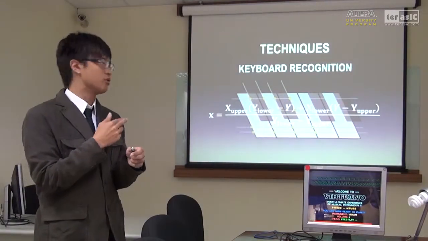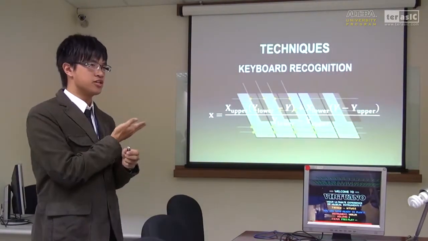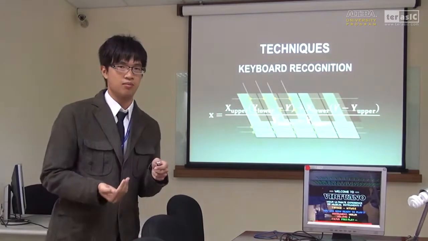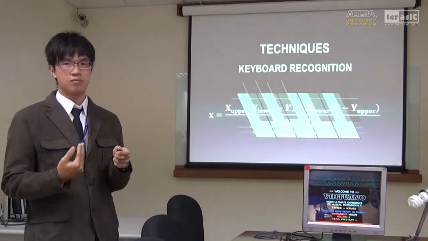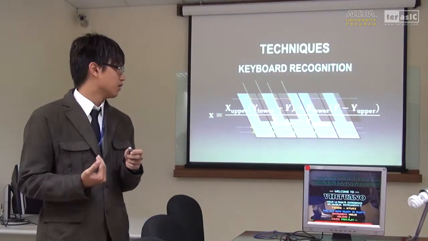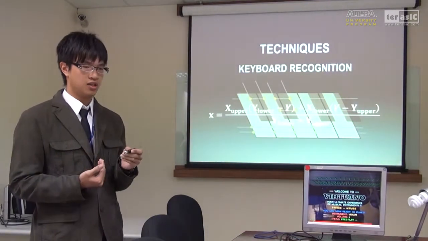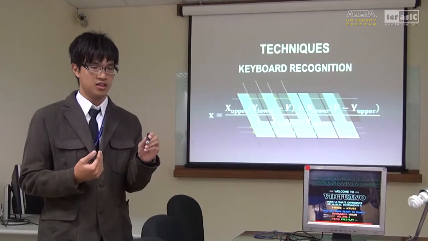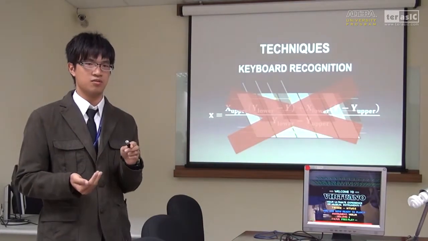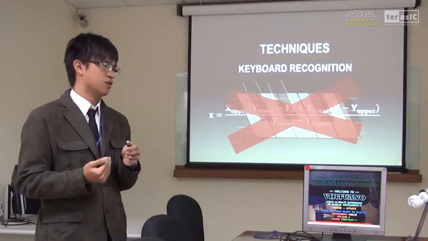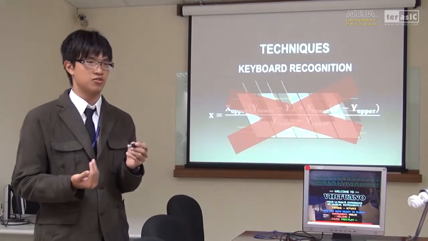And the formula we use is like this. It is a linear equation, but it takes a huge amount of multiplication and division, and it is too complicated for the board to calculate, and the clock cannot handle it. So this method is sort of a failure. So we choose a different method.